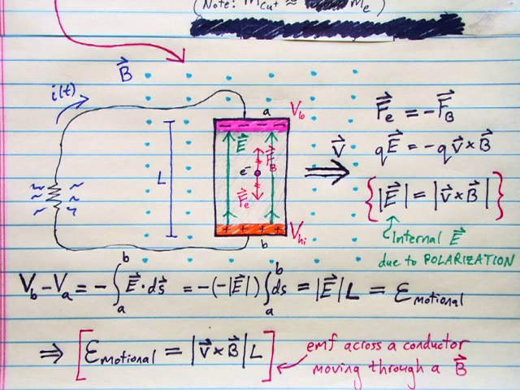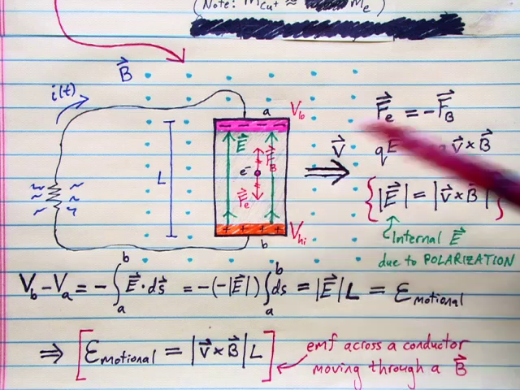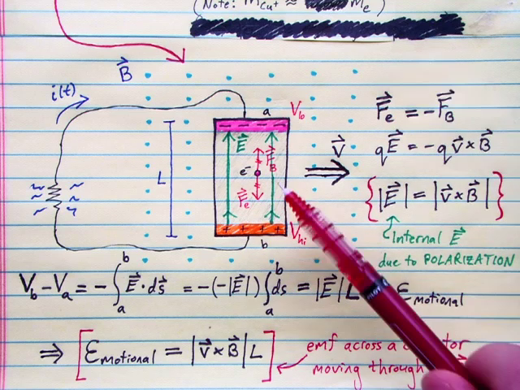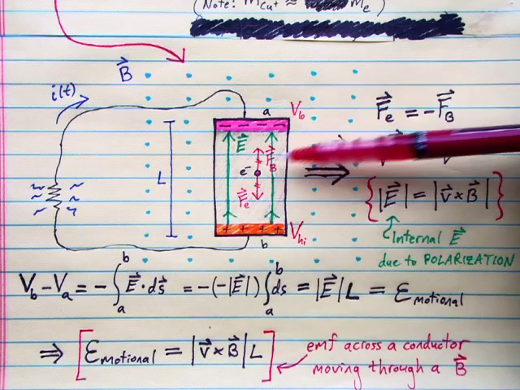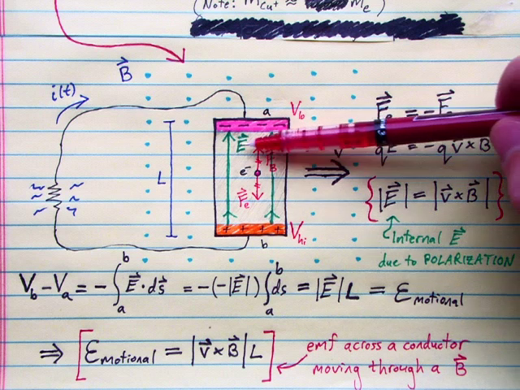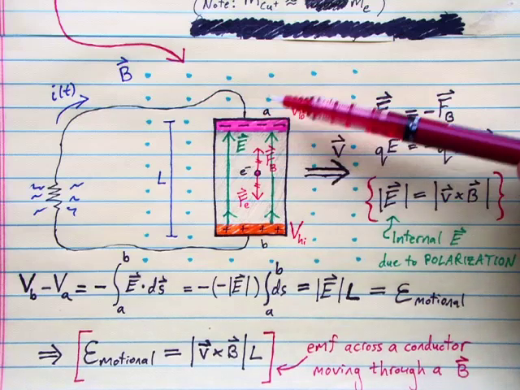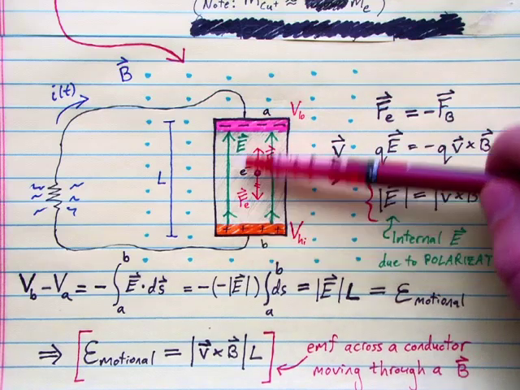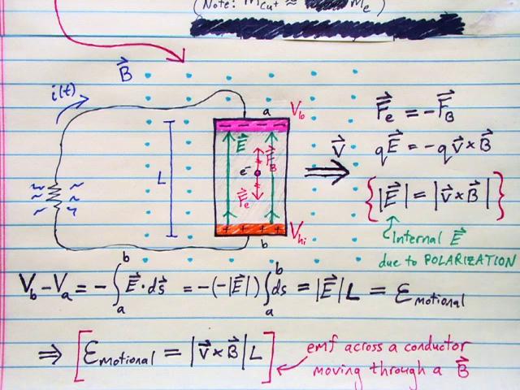Three footnotes to our discussion of motional EMF. I want to emphasize that this electric field here is not an induced electric field. This does not come from electromagnetic induction. This is a traditional, let's say, electric field that's generated by positive charges and negative charges. And so the field line begins here and ends there, has nothing to do with Faraday's law.